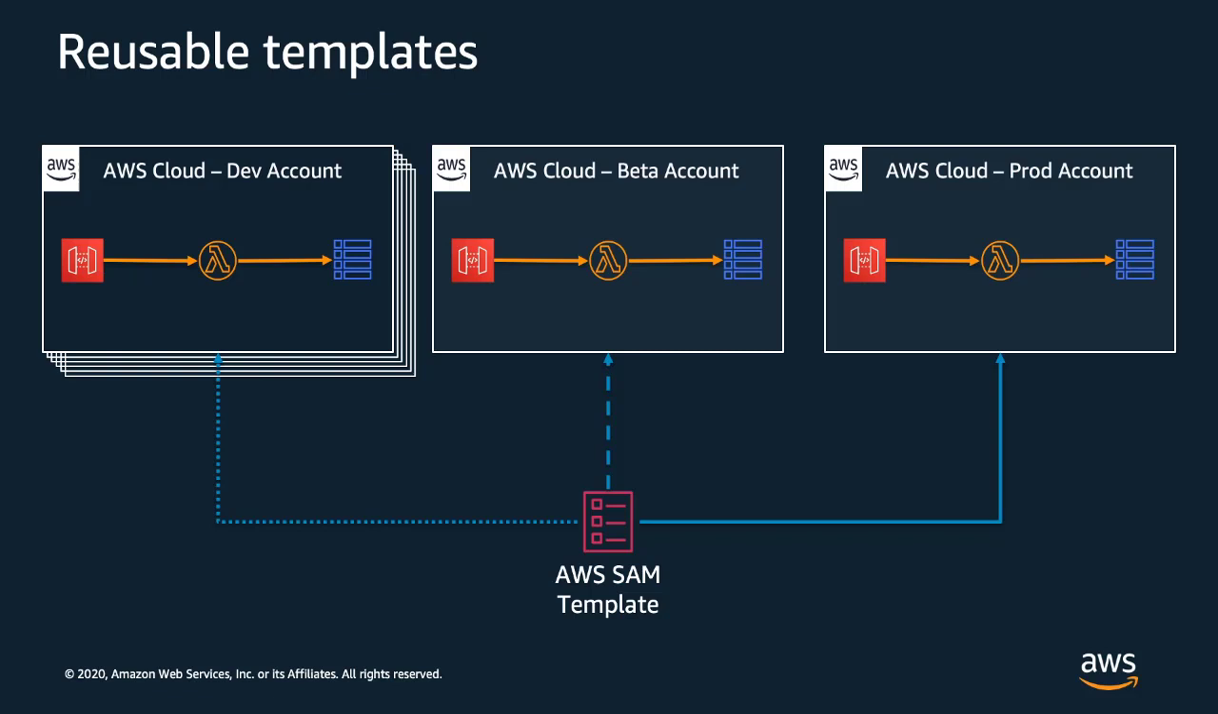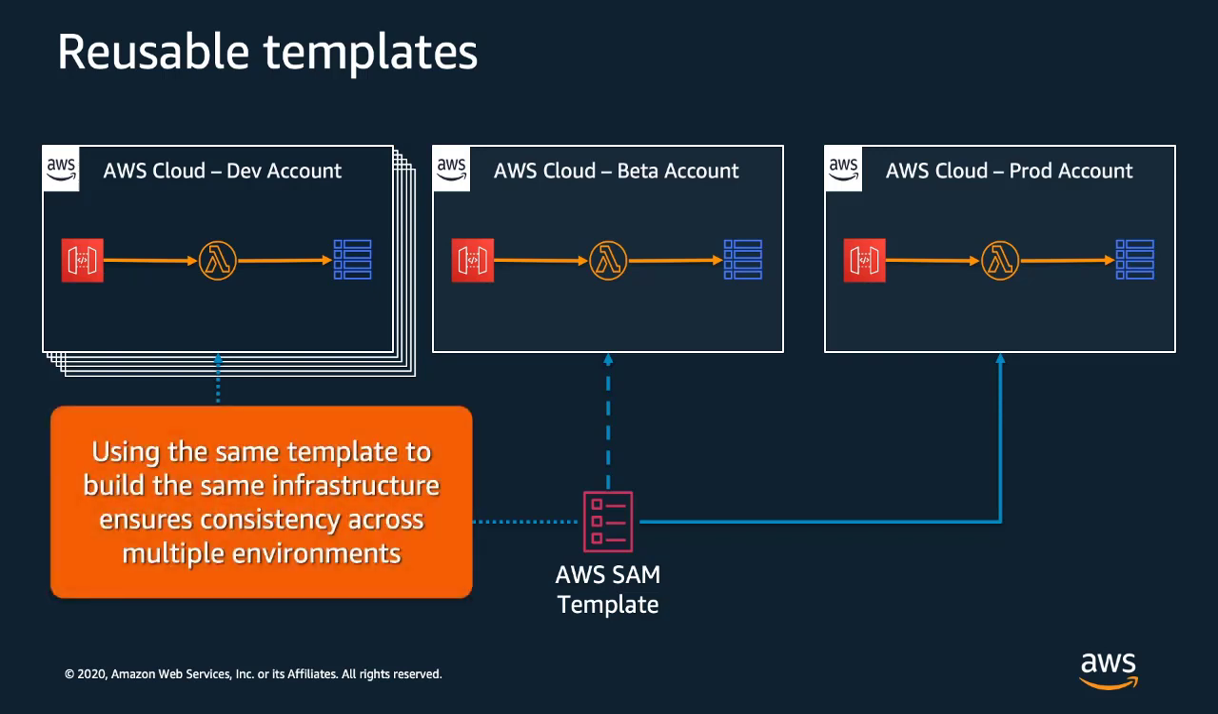So the idea is I don't want to use different templates to build these different environments. So what does that mean? Well, using the same template to build the same infrastructure ensures consistency across multiple environments. If I have an application that goes from developer, through beta, to prod, you may have more. You may have staging, alpha, gamma, delta, whatever you want to call it. But the same template can push through those.